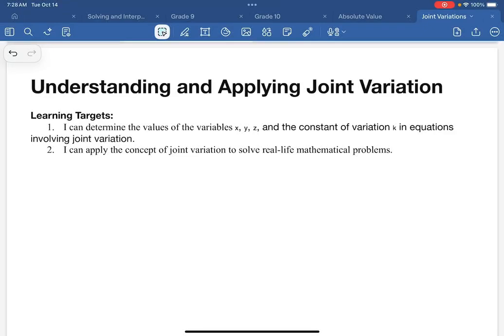Hello class, today's lesson is about understanding and applying joint variation. And here are the learning targets. First, I can determine the values of the variables x, y, z, and the constant of variation k in equations involving joint variation. And I can apply the concept of joint variation to solve real-life mathematical problems.